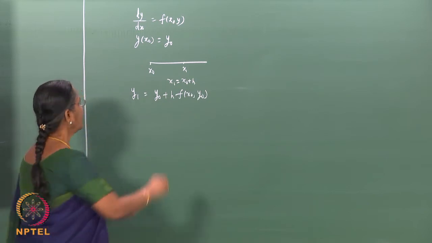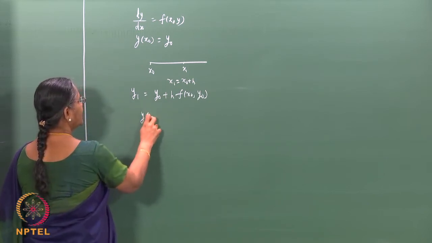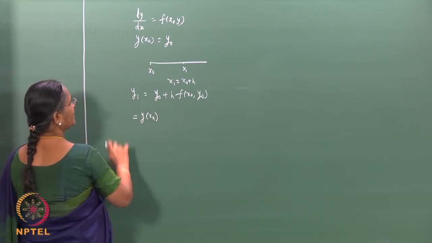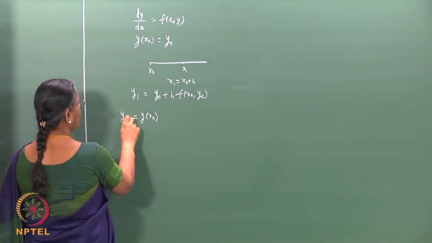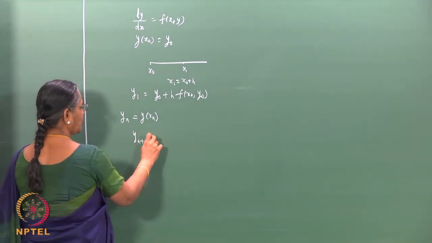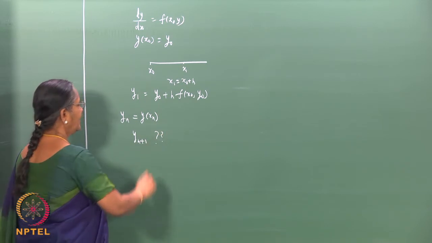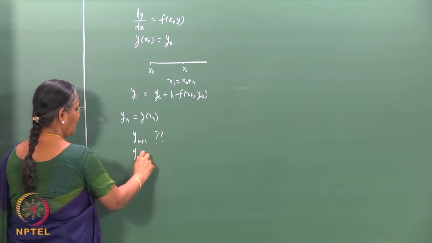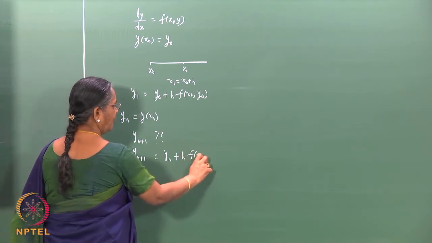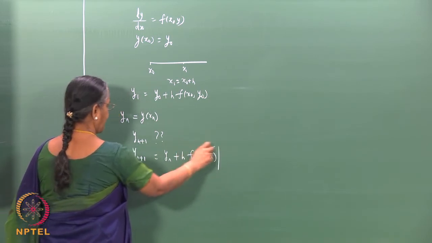So, typically if the information is given at xn as y(xn) = yn, and you are asked to compute what yn+1 is, then Euler's method says yn+1 = yn + h f(xn, yn).